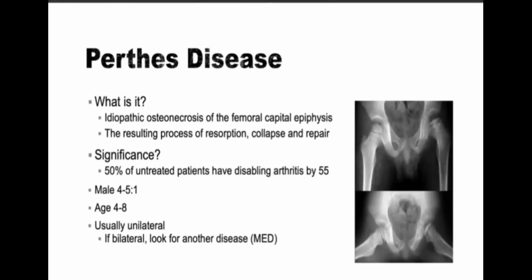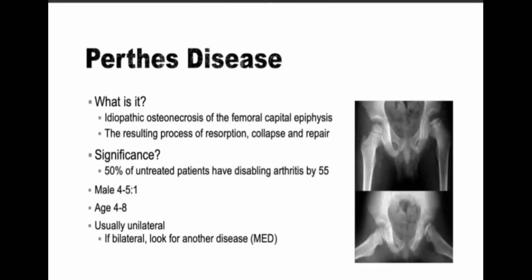So what is it? It's an idiopathic, meaning we don't know what causes it, osteonecrosis of the proximal capital femoral epiphysis. So it's a disruption in the blood supply to that proximal femur that causes avascular necrosis. And the resulting process is this concept of resorption and collapse and then remodeling over the course of time. Why is it significant? Because again, as we mentioned, this is one of the reasons that patients can have severe debilitating osteoarthritis younger in life.